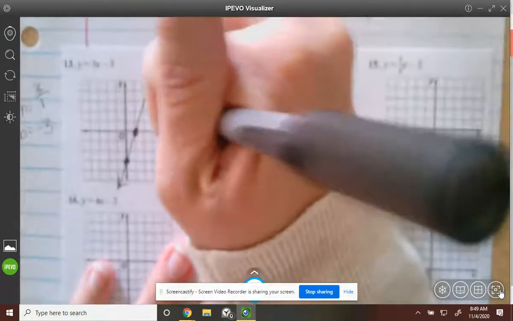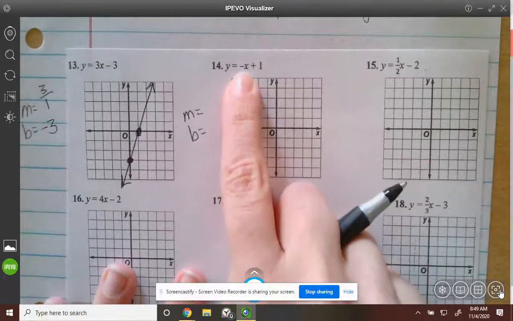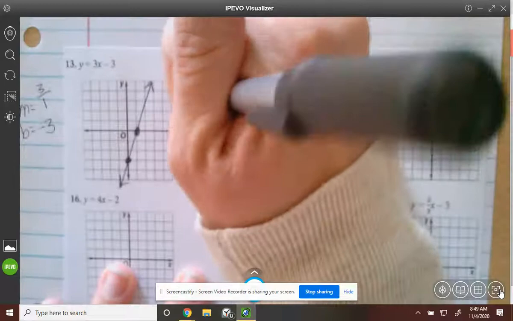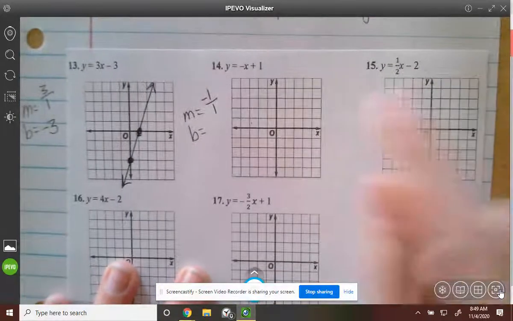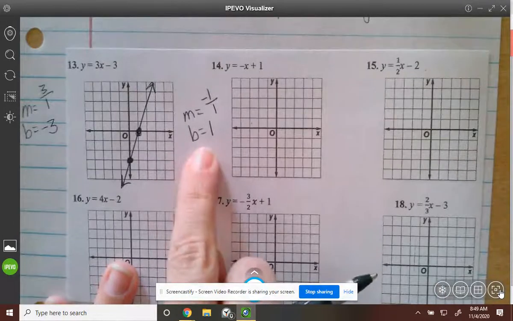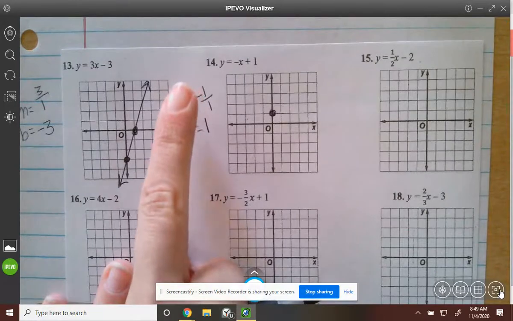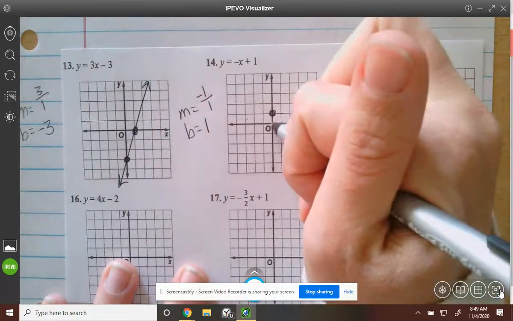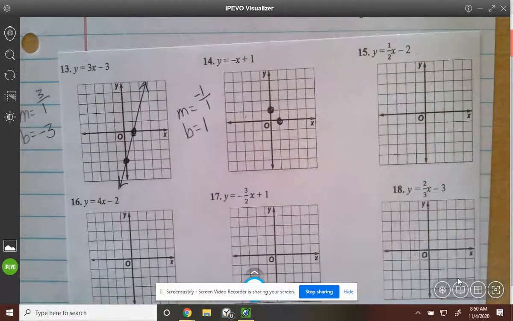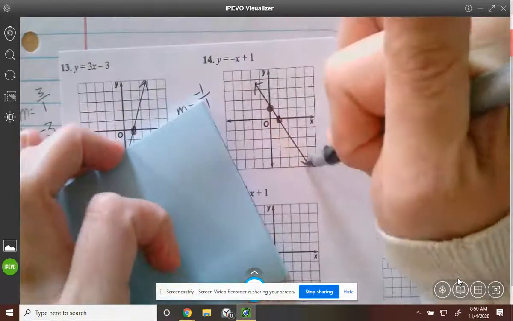Okay, this one. My slope on this one, remember there's an invisible 1 there, so it's -1. If I write that as a fraction, it's -1/1. And my y-intercept is just a +1. So I start with my y-intercept up here at +1. Since my slope is negative, I'm going to go down 1 and over 1. We always go to the right. And that is it for that.